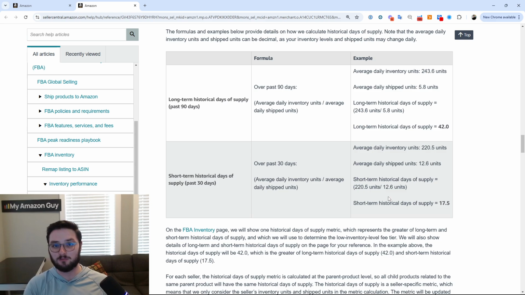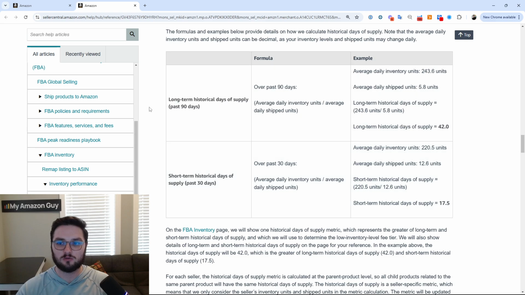Now, the best thing to do in this scenario is know that it does not matter if you have 90 days or 30 days worth of inventory, you should always have over that 28-day mark. You can have it for both your historical long-term and your historical short-term. The easiest way to counteract the low inventory level fee is by making sure that you are always keeping prepped inventory on top of inventory. And if you do run into snafus, just make sure that you have enough inventory coming into the pipeline at some point within the next 90 days so that you can keep both the 90-day and the 30-day above 28 days.